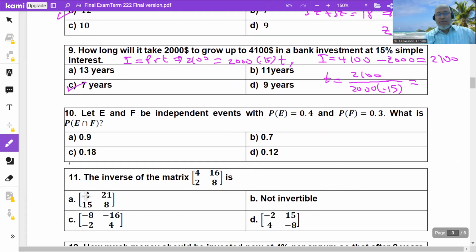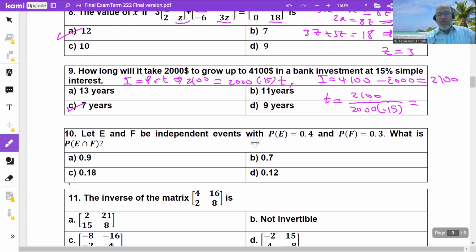Let E and F be independent events. The probability of E is given, and the probability of F is given. What is the probability of the intersection? Well, if E and F are independent events, then the probability of E intersection F is the probability of E times the probability of F. This is a formula. So the probability of E is 0.4 times 0.3. Multiply 0.4 times 0.3. The answer is 0.12. So the answer is D.